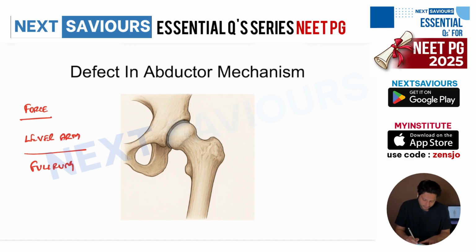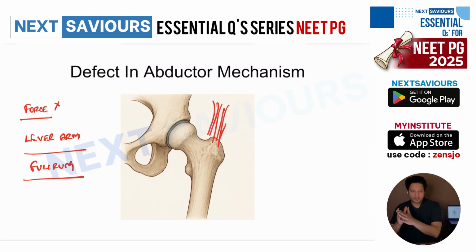Now, what if there is a defect in the force? That means the gluteus medius and minimus are defective, which could be because of direct injury to the muscles. It could be because of injury to the nerve. That means they are inactive, they are non-functional. Point number two, what if there is a defect in the lever arm? That means there is a defect in the greater trochanter, in the neck of the femur or the head of the femur because of any pathology, because of malunited fractures, because of neglected fractures.